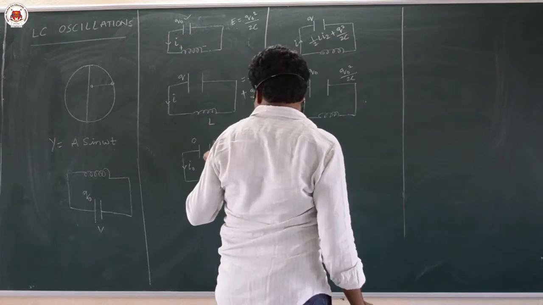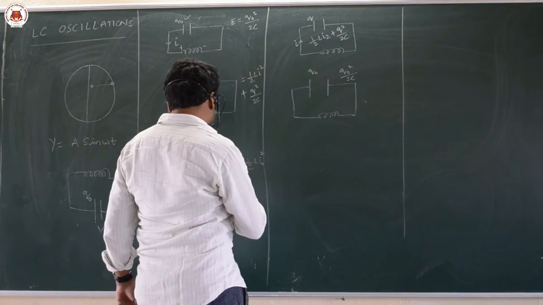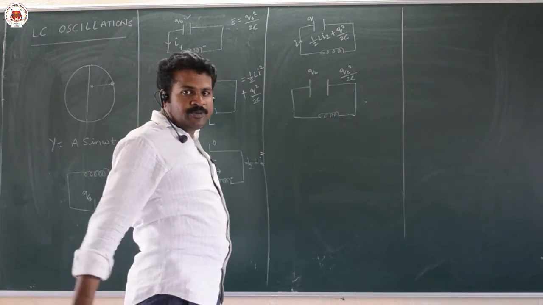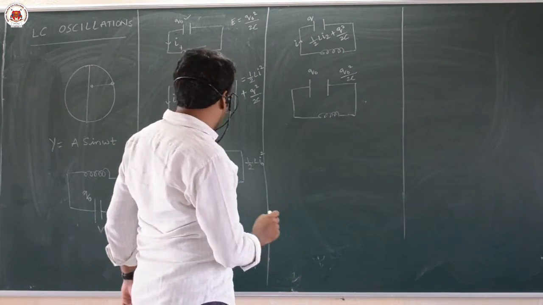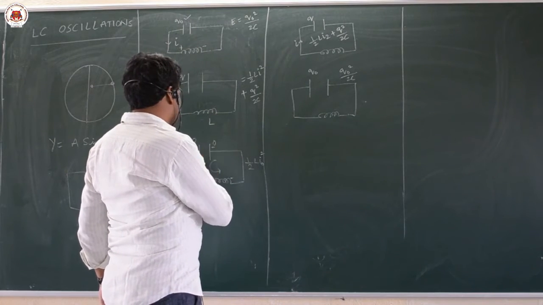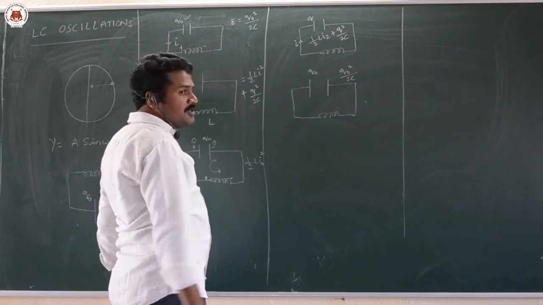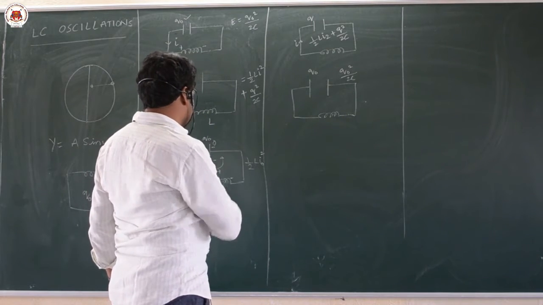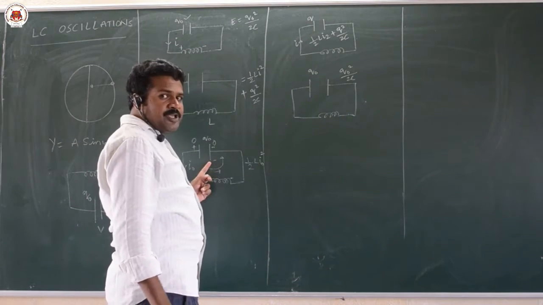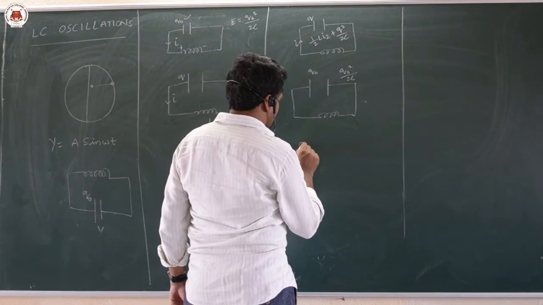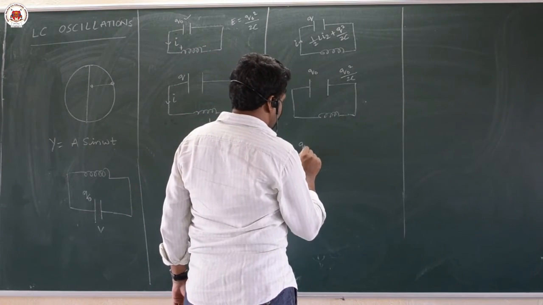If you apply Kirchhoff's loop rule to this loop, any one loop you take, I will take this plate as positive and this as negative, having a charge Q naught. The direction of the loop selected is like this, going from the negative plate of the capacitor to the positive plate of the capacitor. So I can write this as Q naught by C.